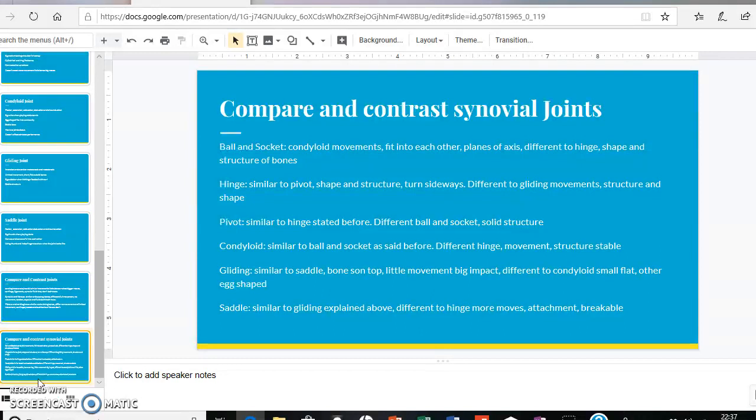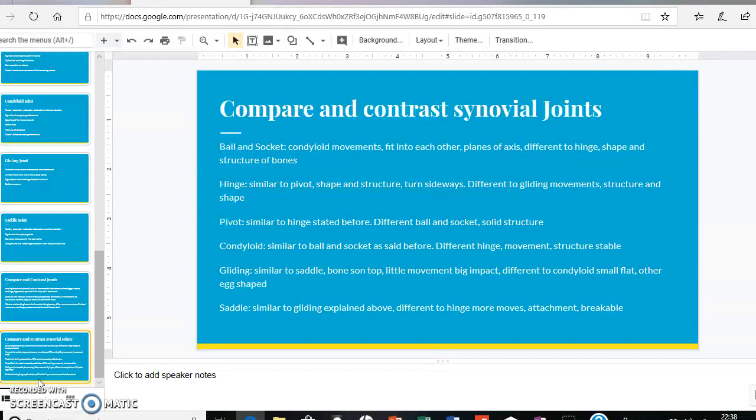The gliding joint is similar to the saddle joint because they both have bones that are on top of each other to create little movement that can have a big impact on sporting performance. Also, the movements made are smooth at either joint, which is due to the structure of them.